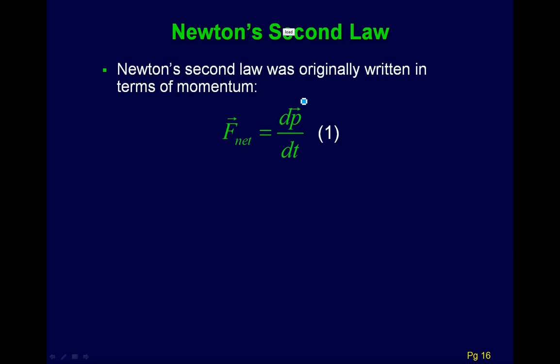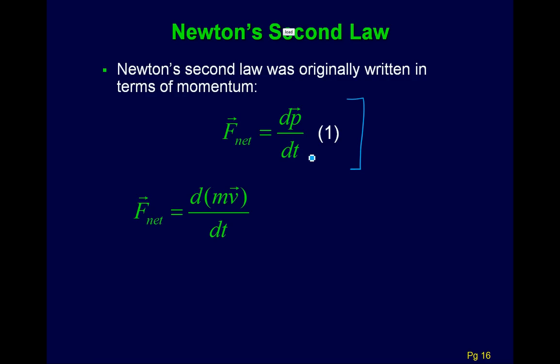All right, so just a little bit of filling in some of the information here. Newton's second law can be written this way up here, and that's how we've been looking at it today. And here is how Newton originally wrote this. He said that the net force equals the change in momentum divided by the change in time, the first derivative of the momentum over time.